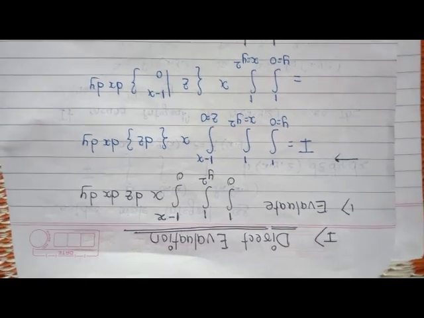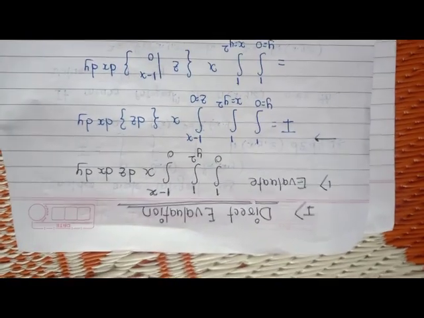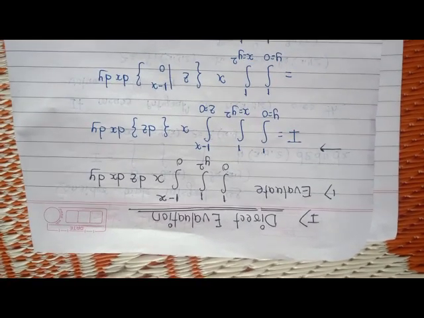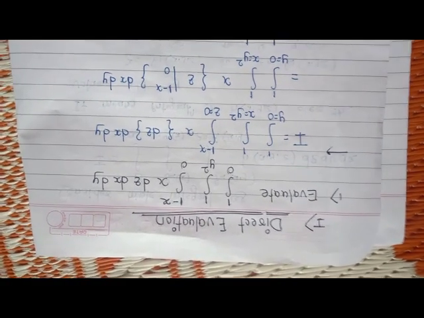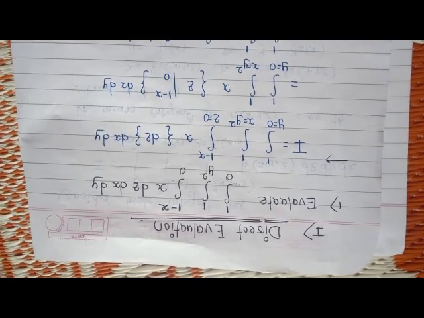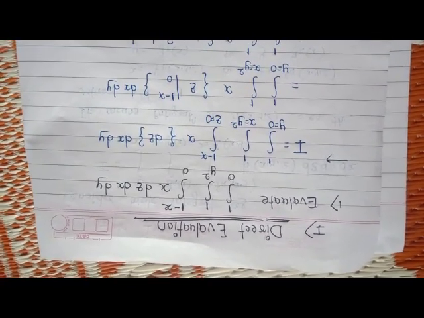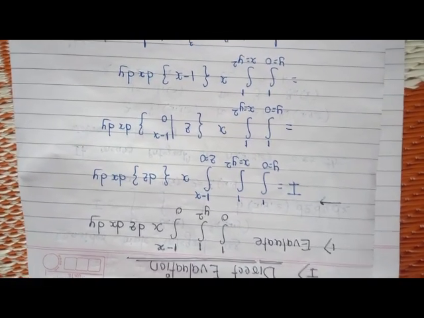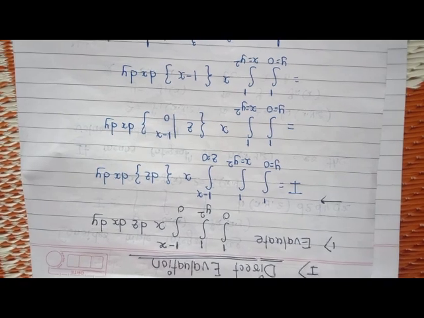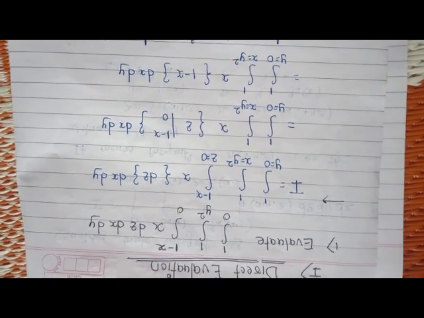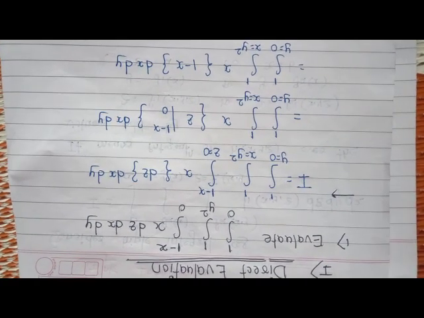Type number 1, direct evaluation. Evaluate the integration from 0 to 1, y square to 1, and 0 to 1 minus x, dz dx dy. Already the order of integration is given. We have to integrate with respect to z first, then x, and then with respect to y. So innermost are the limits of z, then next are the limits of x, and outermost limits are limits of y. Observe that the outermost limits are constants.